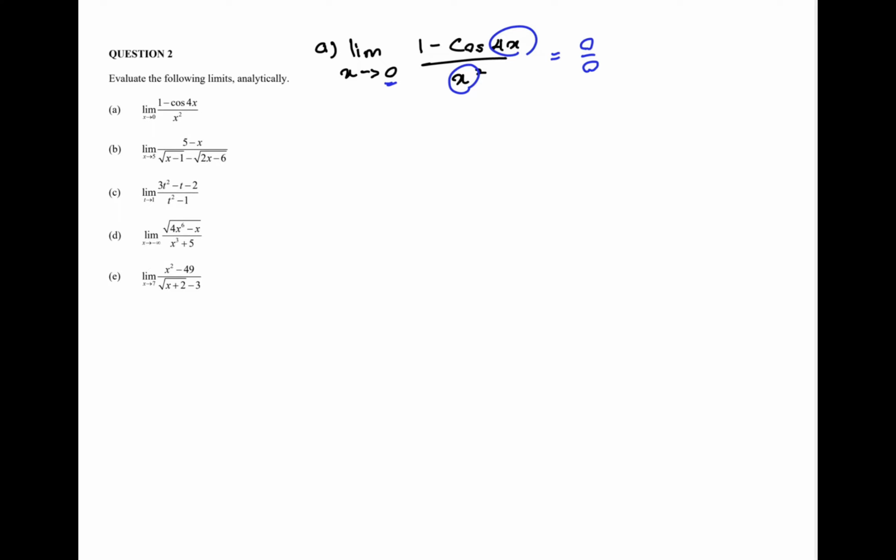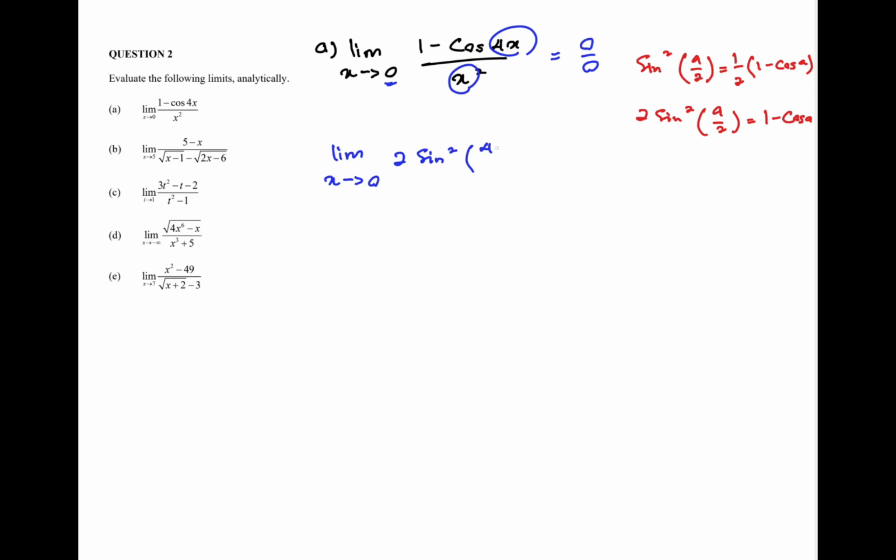So we can use an identity first in order to change the cos 4x here. We can use the formula sine squared of a over 2 equals 1 over 2 times (1 minus cos a). So from here we can see that 2 sine squared of a over 2 equals 1 minus cos a. From this equation, we can see that the limit as x approaches 0 equals 2 sine squared of 4x over 2.